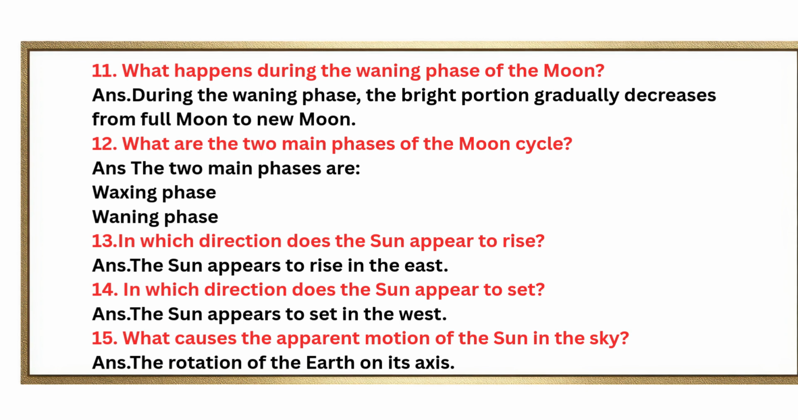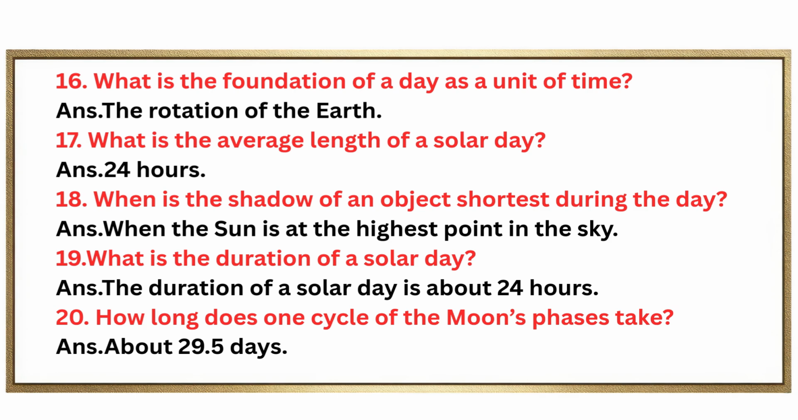Question number 13. In which direction does the sun appear to rise? Answer. The sun appears to rise in the east. Question number 14. In which direction does the sun appear to set? Answer. The sun appears to set in the west. Question number 15. What causes the apparent motion of the sun in the sky? Answer. The rotation of the earth on its axis. Question number 16. What is the foundation of a day as a unit of time? Answer. The rotation of the earth.